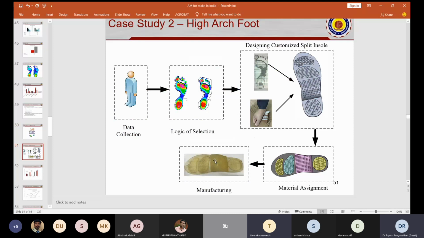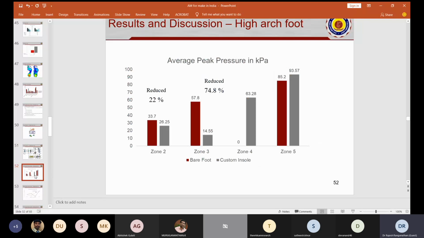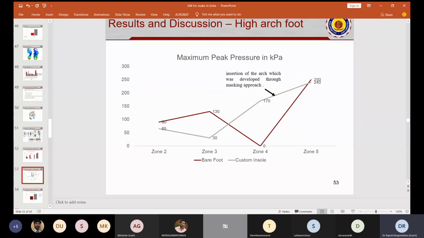So here you could find for a normal arch person a different profile of the footwear. And when we were designing this footwear, we took into consideration how to relieve the sweat and how to improve the friction between the foot and the insole. All those parameters were taken into consideration, and the footwear is being made.